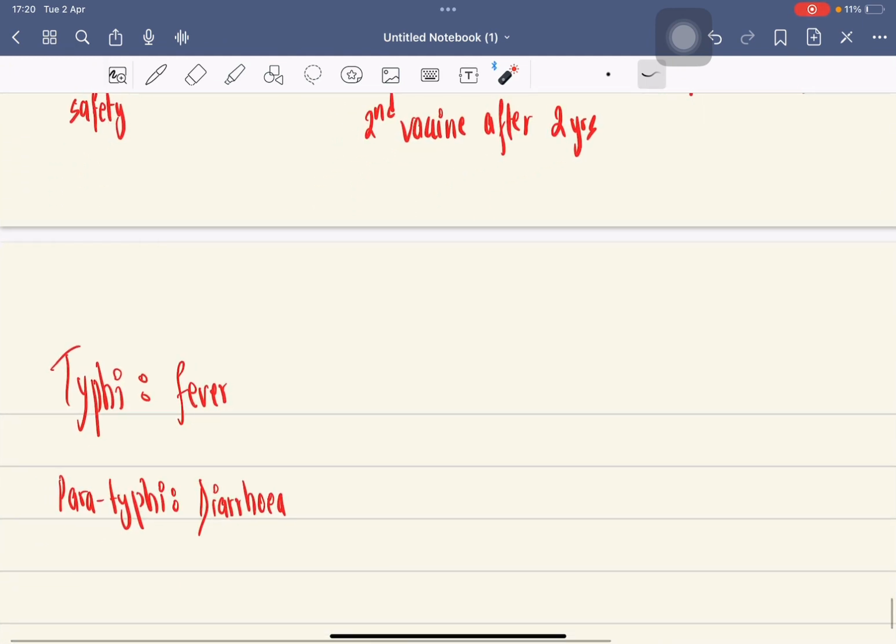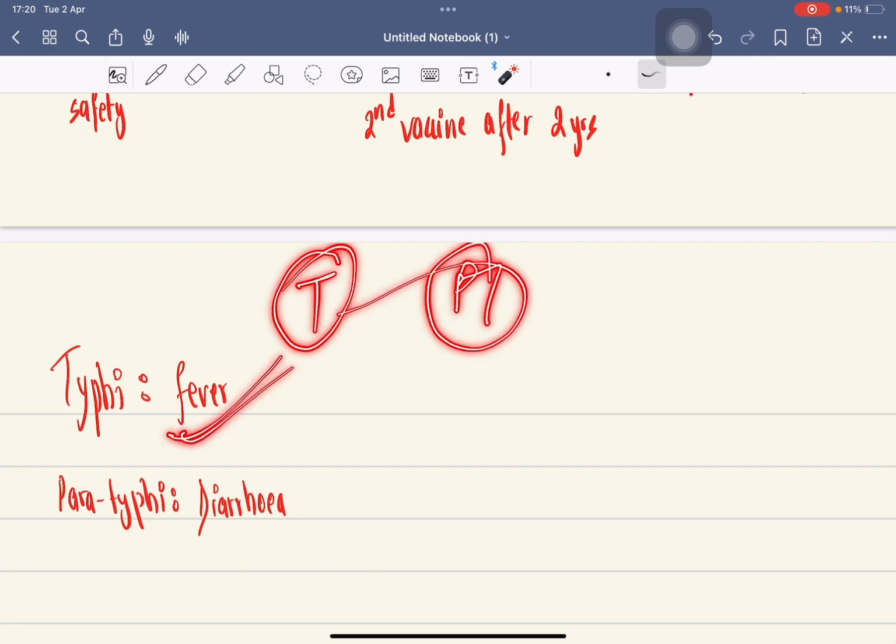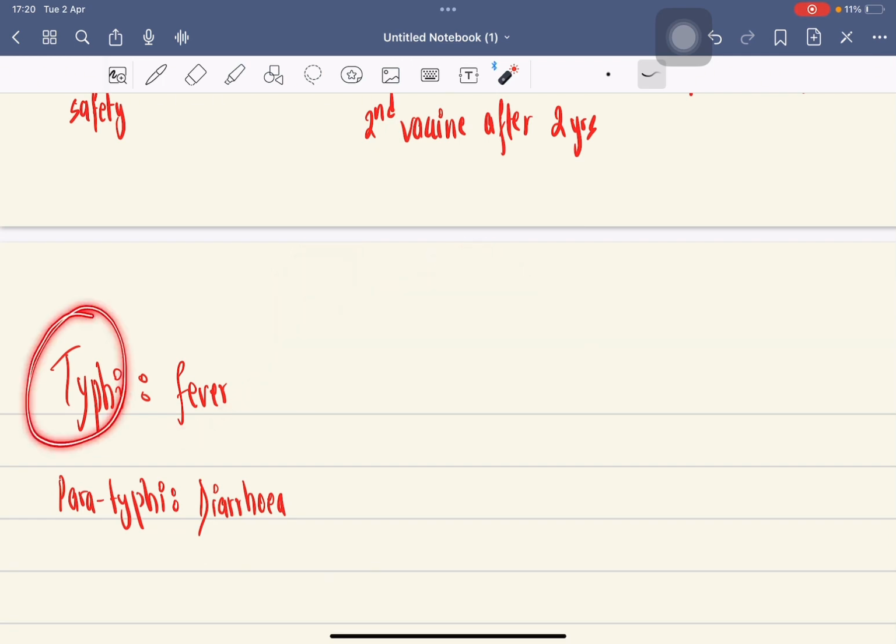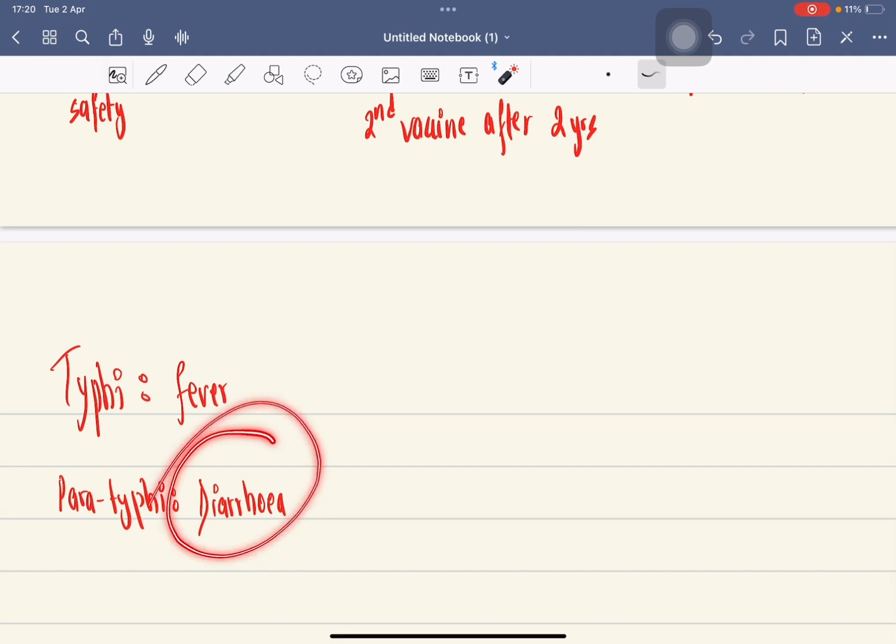And we have a trick to suspect whether it is caused by typhoid or paratyphoid. If the patient has fever, then it is most commonly typhoid, but if the patient has diarrhea, then it might be paratyphoid.